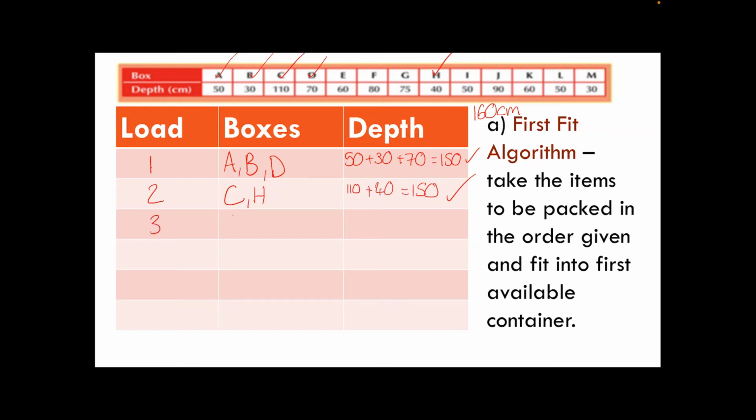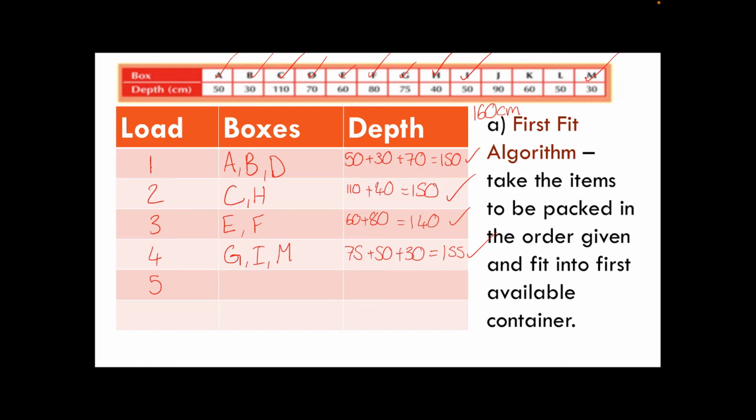Then for load number 3, I'm going to put in box E and box F. That's 140 centimetres. I've got none that are 20 centimetres. So that is our maximum load there. Number 4 then, I can put in box G, which was 75. So that is going to leave me with 85 that I can still put in. So I could put in I, leaving me with 35 left over. So I can put M in this load as well. And that gives me 155.